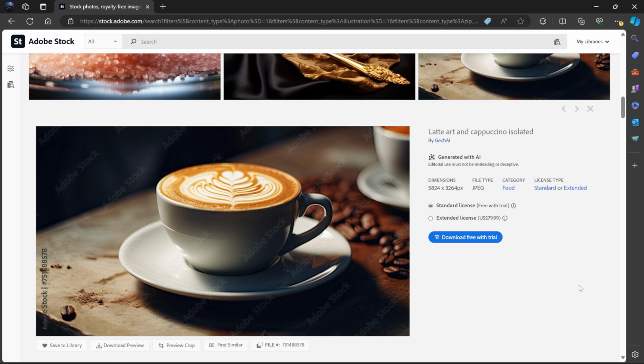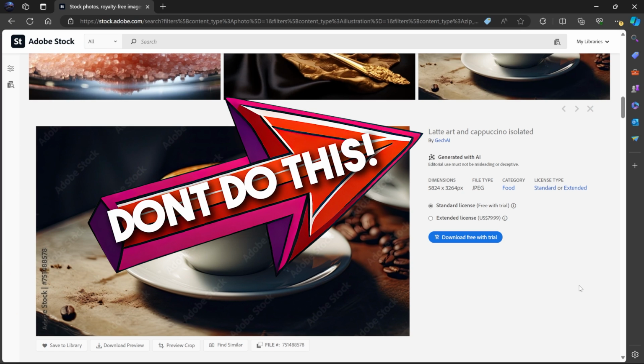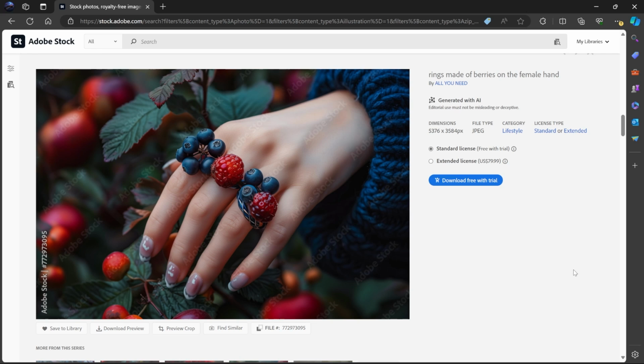Latte art and cappuccino isolated. This is not an isolated image. This title is basically lying. Don't do that. Rings made of berries on the female hand. So rings and berries is great, but I would also include the types of berries they are. Blueberries, raspberries. Have the word plant in the background. So again, not descriptive enough. Don't do this.